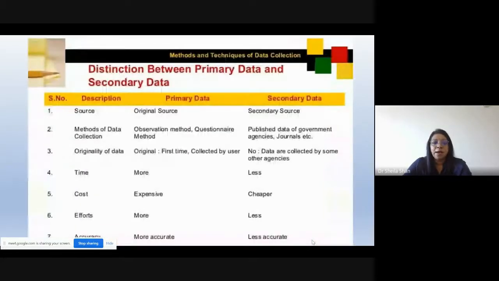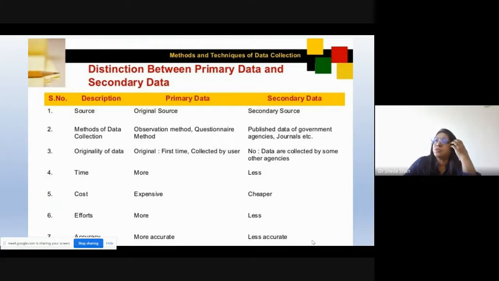All right. So primary data, they are original sources. Secondary data, as the word carries, is secondary. Method of data collection for primary data, normally you do observation, questionnaire, interview. They are all considered primary data. The original data is collected by the researcher, and secondary data is collected by another agency.